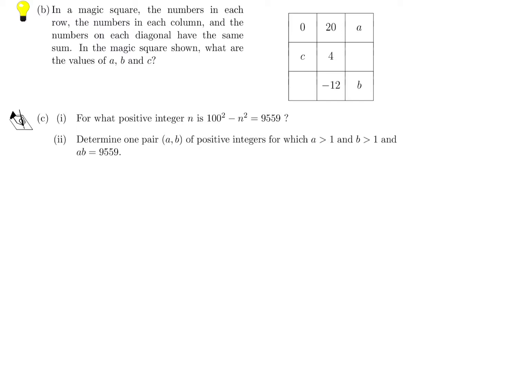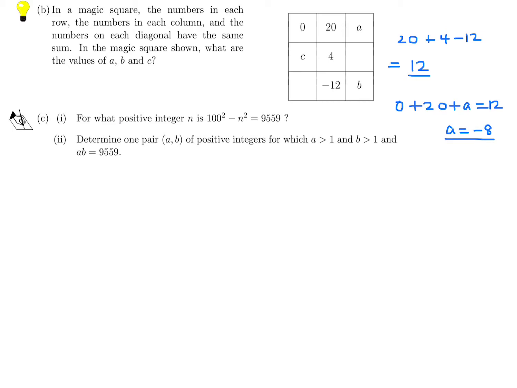In a magic square, the numbers in each row, column, and diagonal have the same sum. In the magic square shown, what are the values of A, B, and C? Well, that's the only column that's complete, so let's work with that. 20 plus 4 minus 12, that is 12. So it looks like 12 is the main number here. The sums are all going to be equal to 12. So now we just proceed. So if I look at this row, 0 plus 20 plus A is equal to 12. So that means A is equal to minus 8. So we got one value.